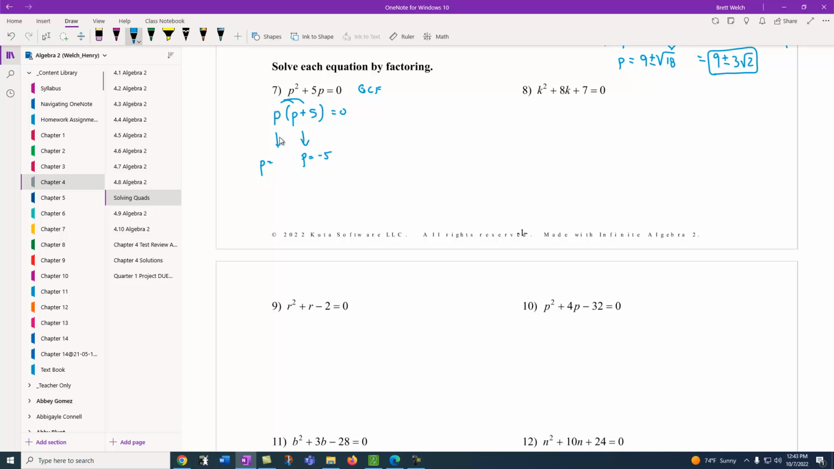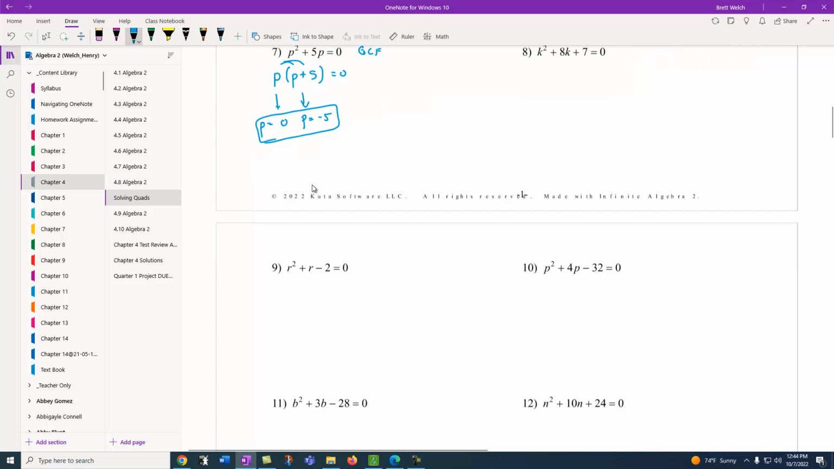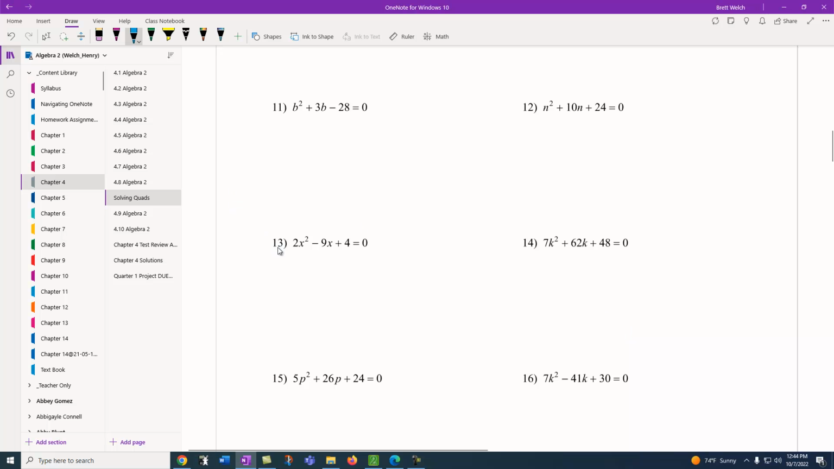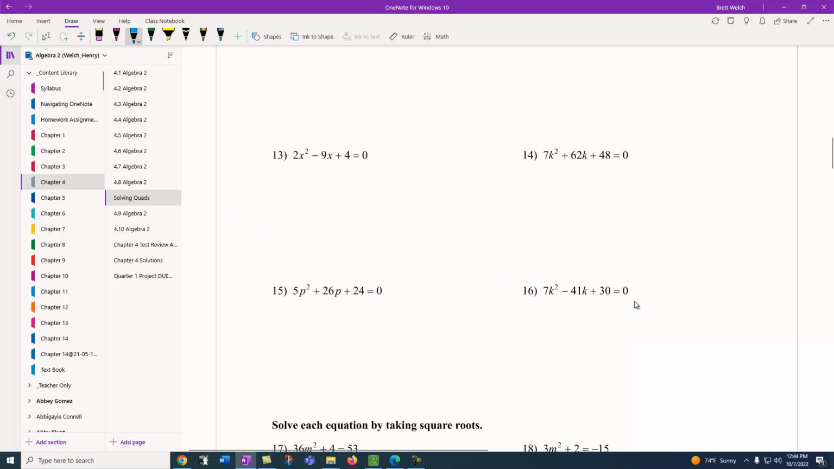And when there's a p out here that's not added or subtracted anything, it always defaults back to 0. So in this problem, we got 0 and negative 5. A couple of easy problems, pretty easy answers to find. Remember, when you get to questions like 13, 14, 15, 16, these ones down here, it takes a little bit more work. We have to guess and check.